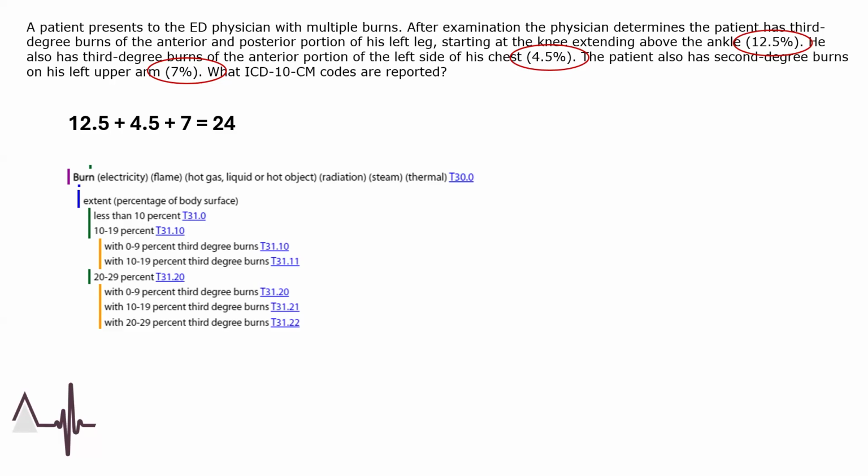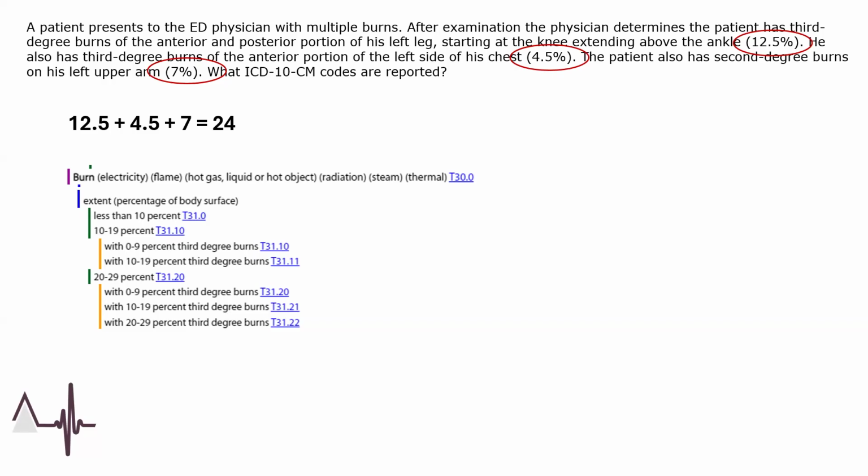Category T31 is used to identify the extent of the body surface area involved. The fourth character identifies the total body surface area, also known as the TBSA, to the highest degree of burns. The fifth character identifies the percentage of body surface with third-degree burns only. In our case, third-degree burns total 17%. That's the 12.5 plus the 4.5, reporting the fifth character digit of 1.